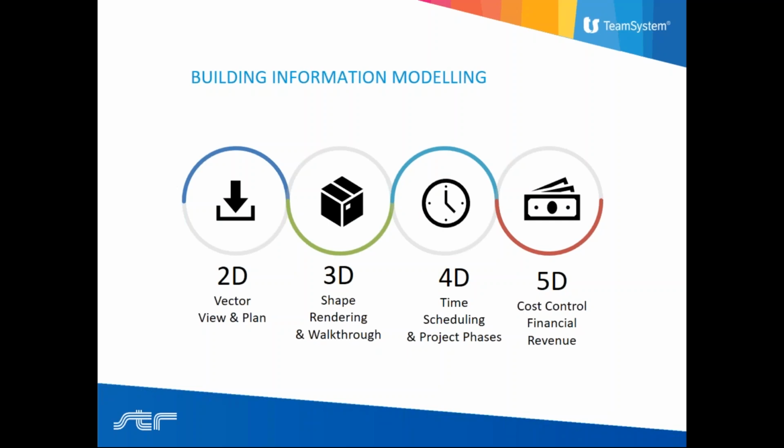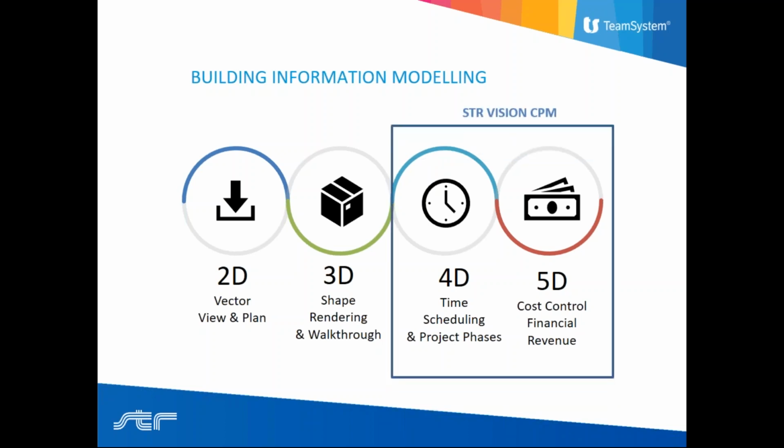So talking about building information modeling, we have the 2D, the phase in which you design the project, then you can create the 3D model, and then you can go through the 4D and the 5D: the 4D for the time scheduling and the planning, and the 5D for the cost control and the financial revenue.